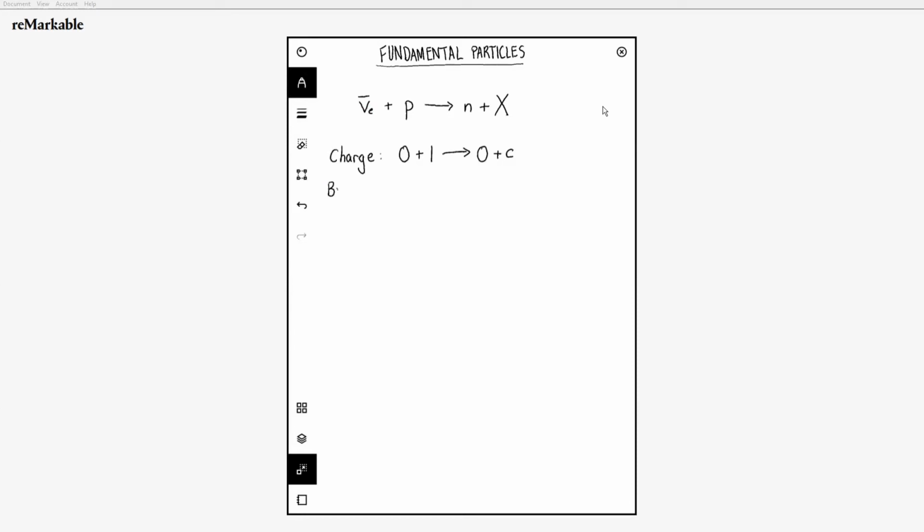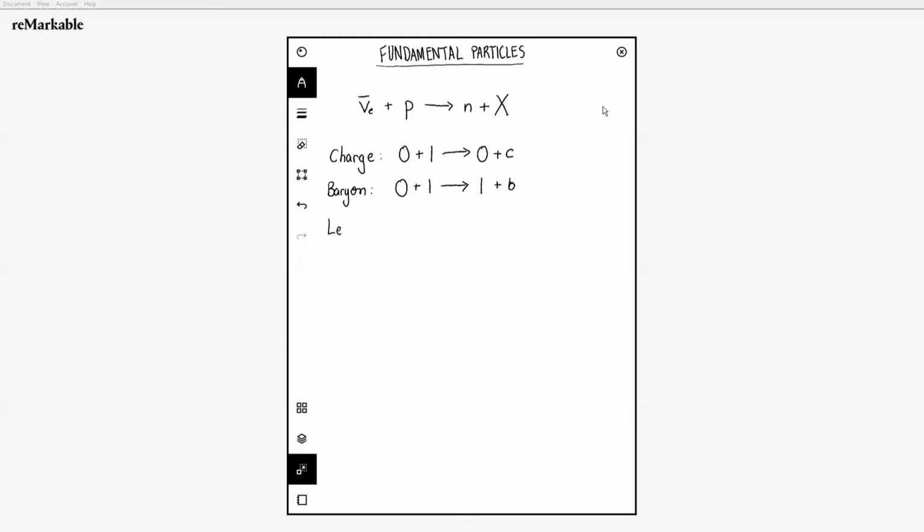Then we look at the baryon number. Baryon number also has to be conserved. Neutrinos aren't baryons, so they've got a baryon number of 0. A proton is a baryon, so it has a baryon number of 1. Remember, all baryons have a baryon number of 1, and all antibaryons have a baryon number of -1. Then we go over to this side, and the neutron is a baryon, so it's got a baryon number of 1, and then I'm going to put in small b here for the baryon number of this particle.